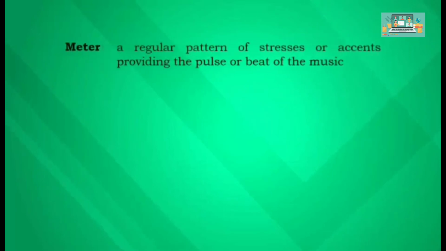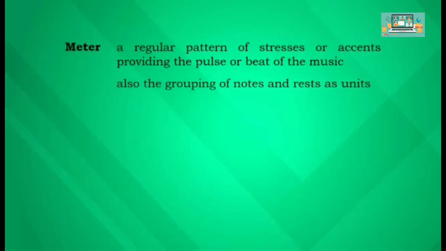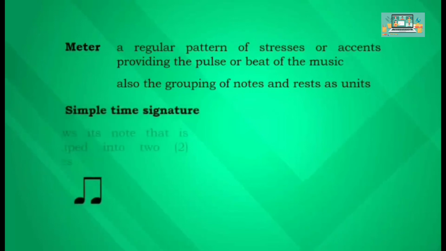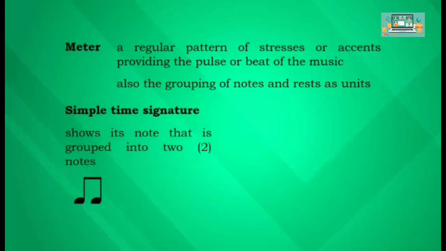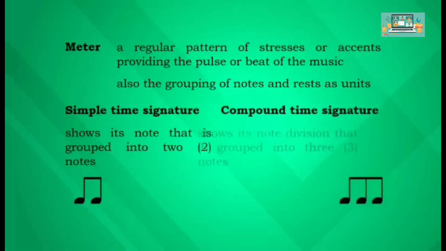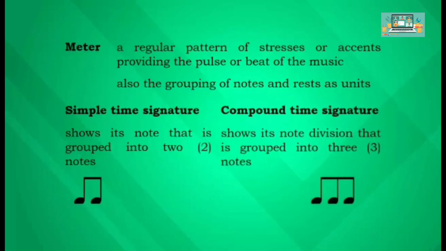Let us go now to meter. It is a regular pattern of stresses or accents that provide the pulse or beat of the music. It is also the grouping of notes and rests as units. The meter describes the time signature as to simple or compound. Simple time signature shows its note that is grouped into two notes. Compound time signature, on the other hand, shows note division that is grouped into three notes.